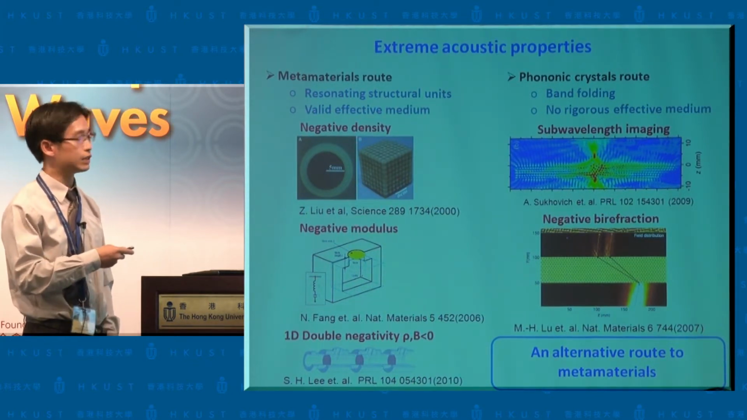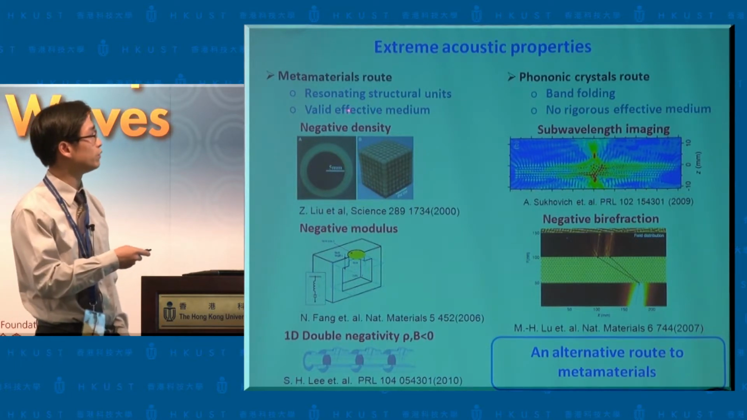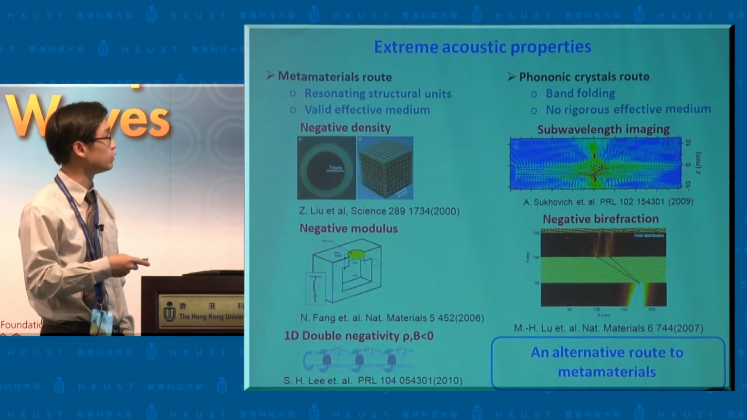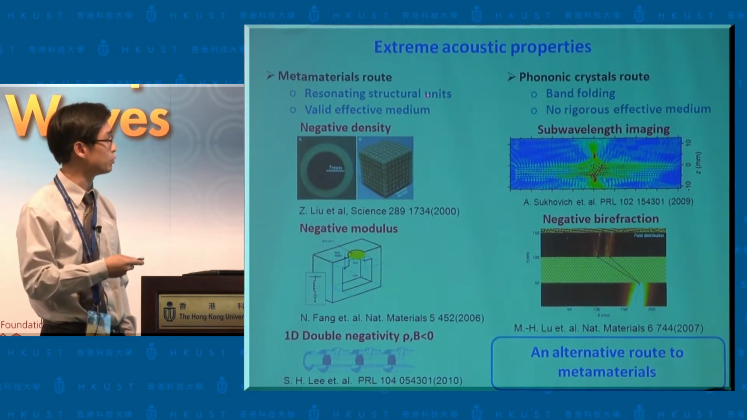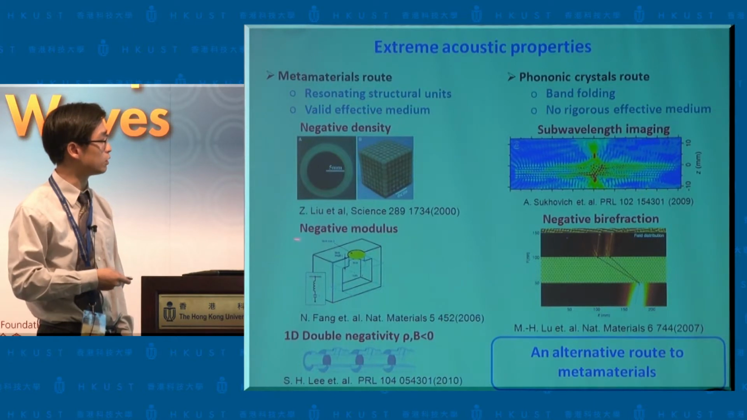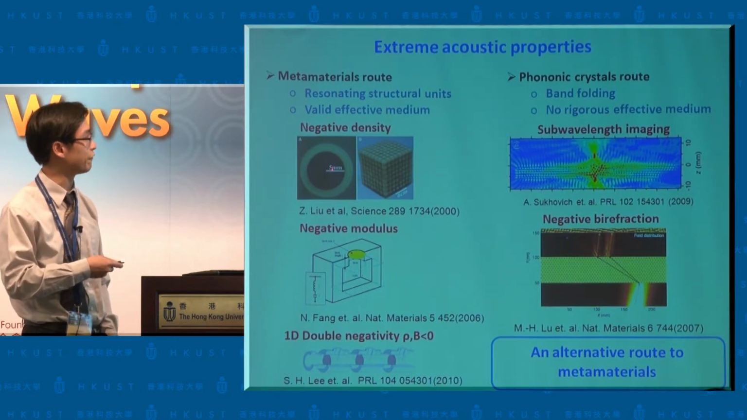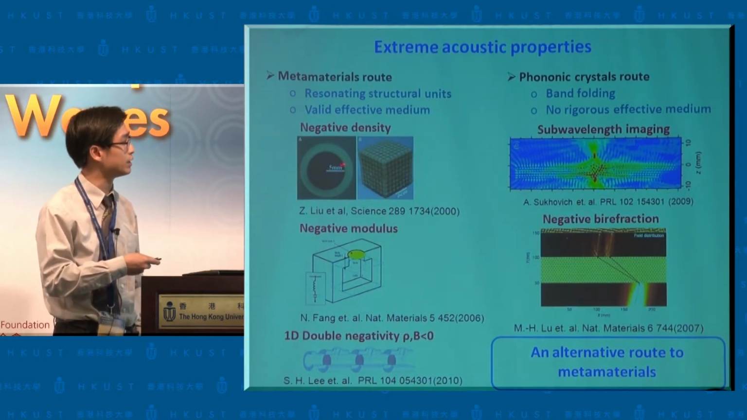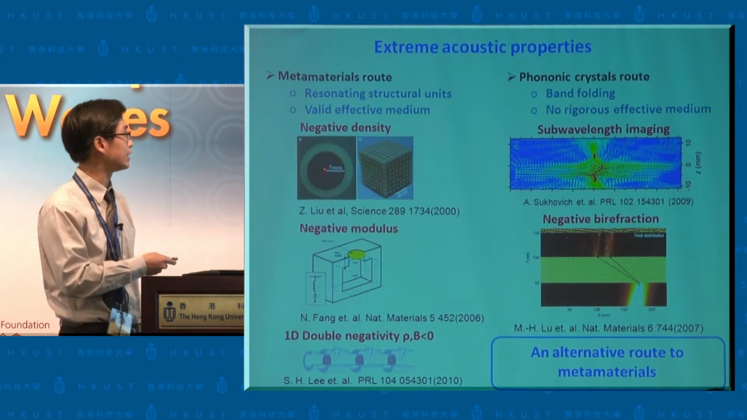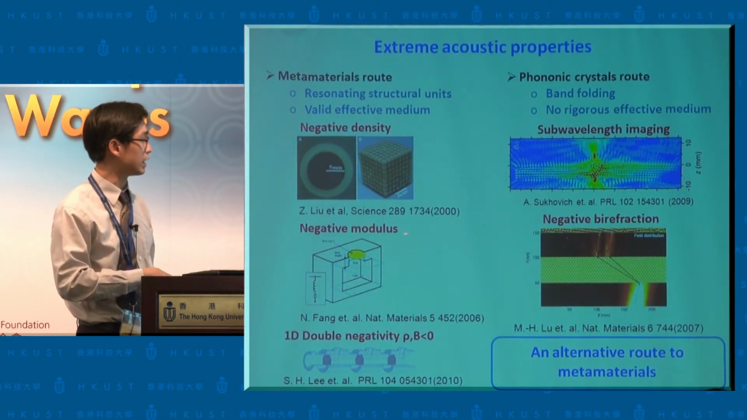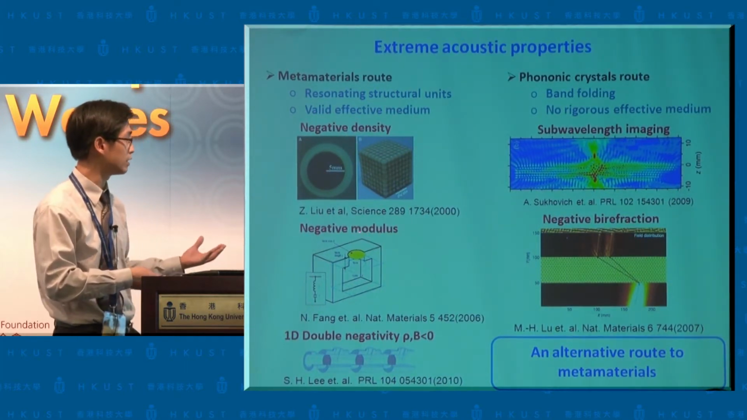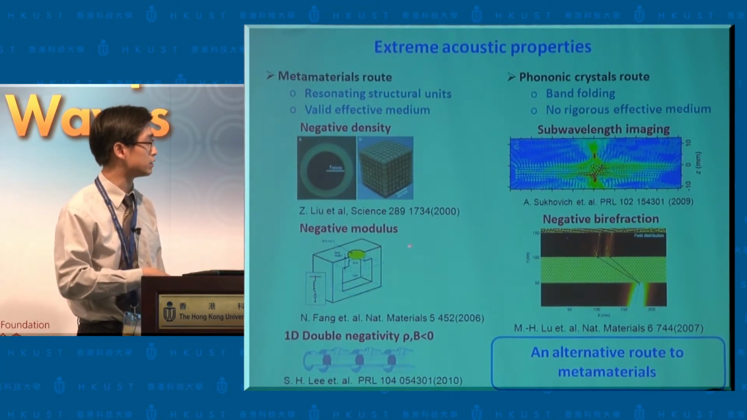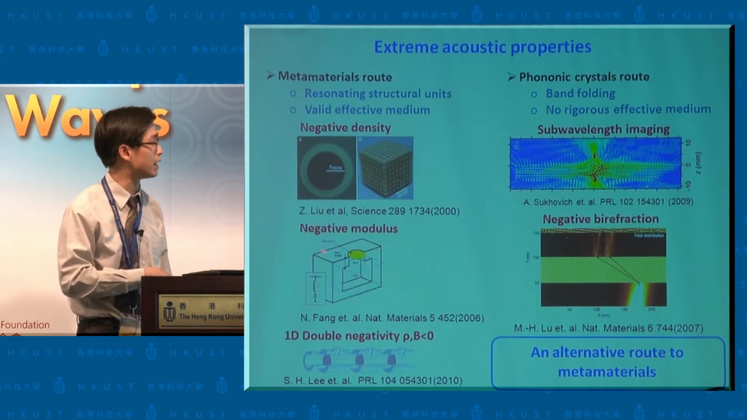Just as an analog to the EM waves, we need resonating structural units to generate our phase response. Then we can create resonance, for example, in density in this case, or in the bulk modulus in this case. If we have a vibrating mode in resonance, for the lead sphere oscillating in a rubber cushion, then we can get a negative density. If we have a breathing mode in resonance inside a Helmholtz resonator, we can generate a negative bulk modulus. So these are by the resonances.